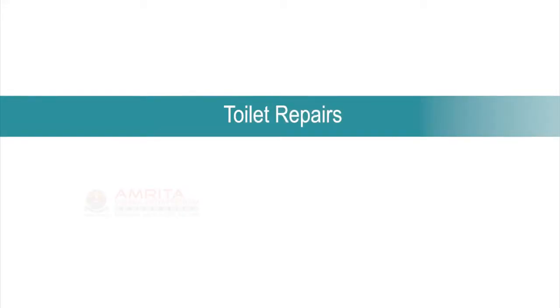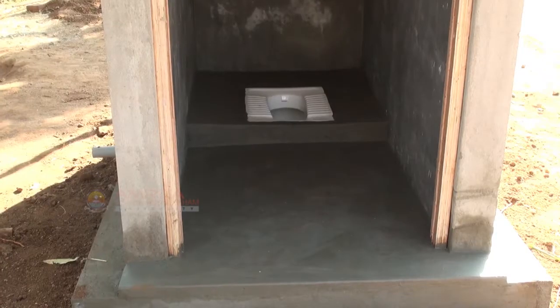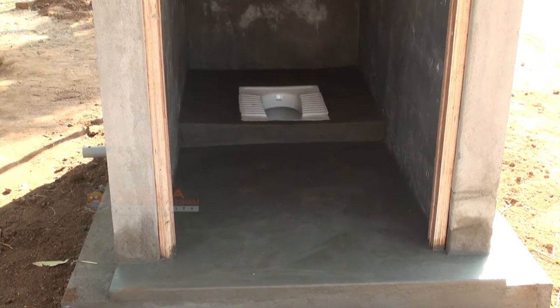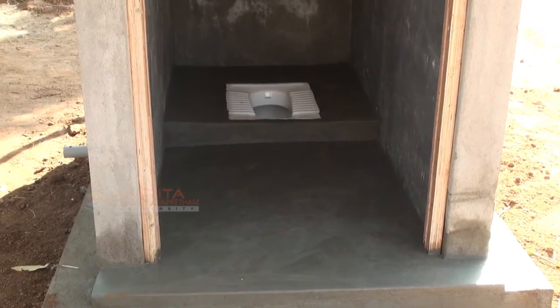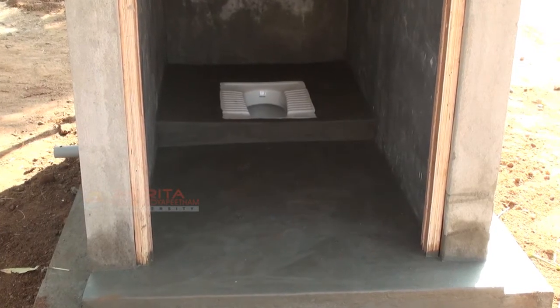Toilet repairs. The proper functioning of the toilet may be disrupted due to blocks or clogs in the PVC pipe extending to the leach pit.